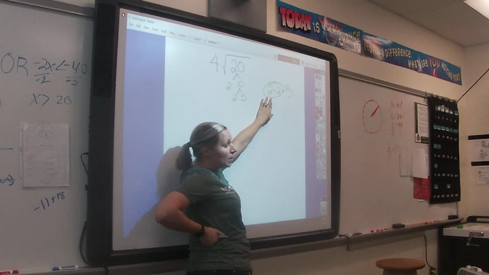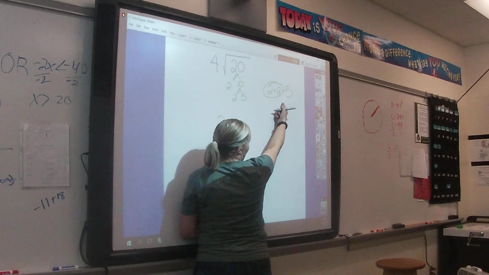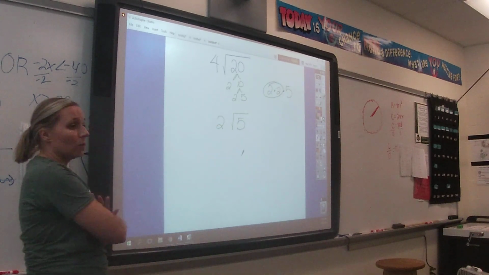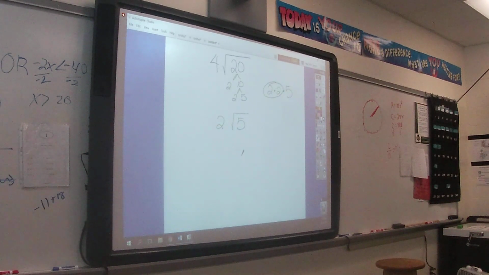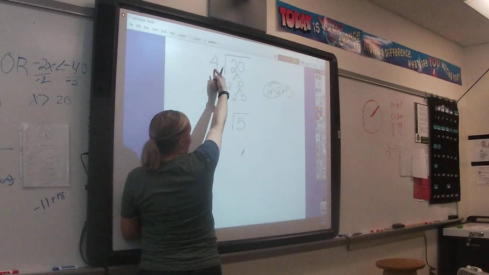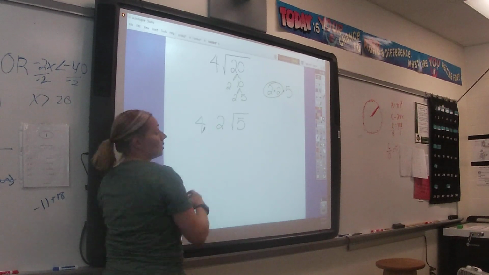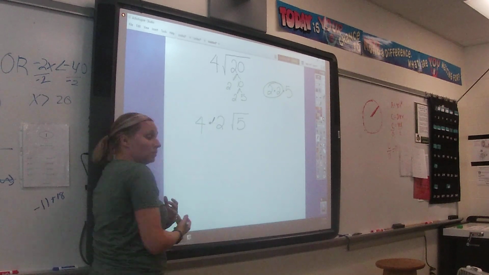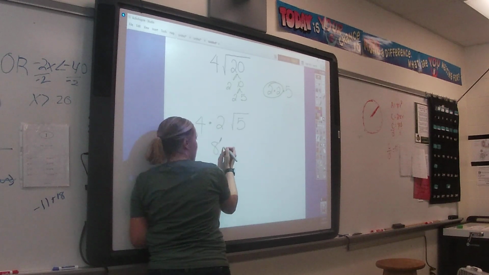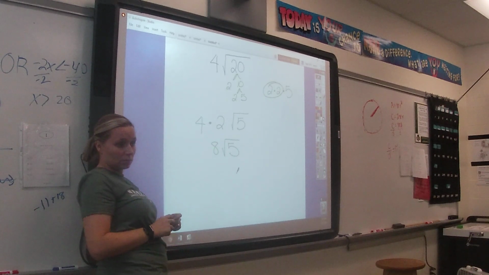What number are we pulling in front? 2. What number stays inside? 5. Okay, now we still have to consider one more thing because what number was already sitting out there? 4. Okay, so remember numbers that are in the same location get multiplied together. That would be 8. So it'd be 8 square root 5.